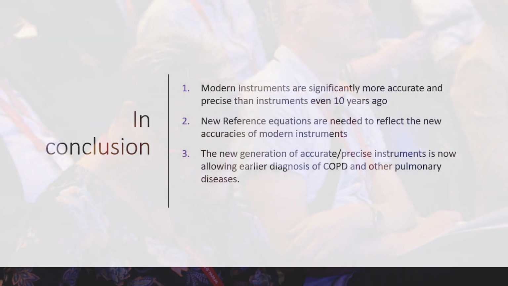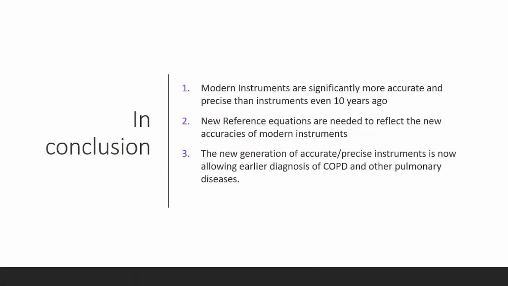So in conclusion, modern instruments are significantly more accurate and precise than instruments of even just 10 years ago. So the technology is really pushing accuracy and precision to better places. New reference equations are needed to reflect the new accuracies that we now have available from modern instruments. This is just a call to action, I guess. And the new generation of accurate and precise instruments is now allowing earlier diagnosis of COPD and other pulmonary diseases.